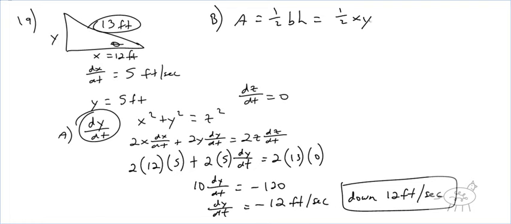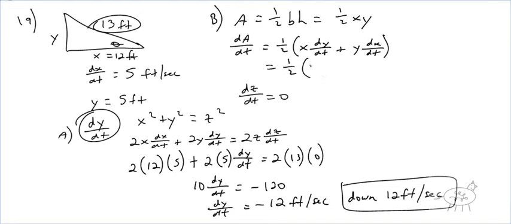So if I take the derivative of that, dA/dt, there's that derivative again, change in area with respect to time. We're going to use the product rule. So I'll just put the 1/2 outside here, and then it's the first times the derivative of the second plus the second times the derivative of the first. Okay, so that's equal to 1/2.